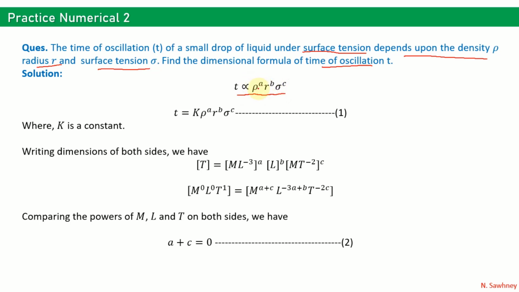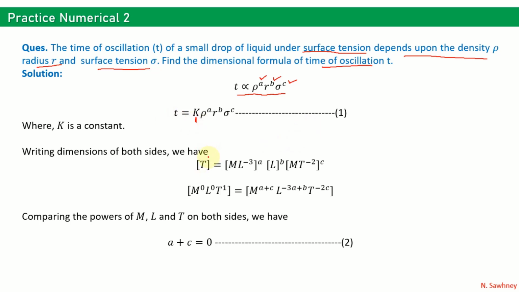So we have marked here density raised to the power a, radius raised to the power b and surface tension raised to the power c. If we remove the proportionality sign, there will be a constant K. Let us mark it as equation number 1. Now we are writing the dimensions of both the sides of equation number 1.